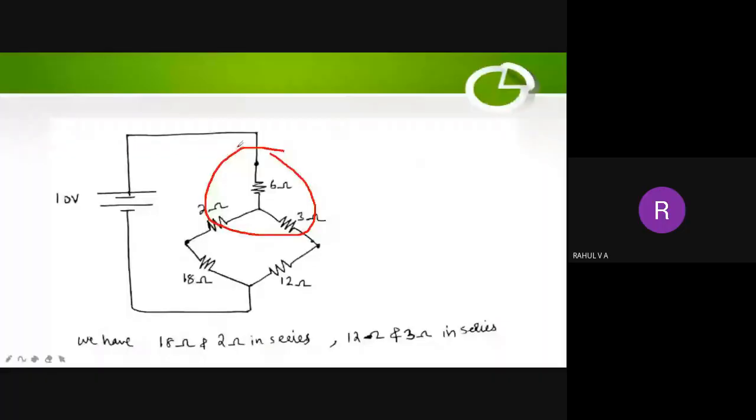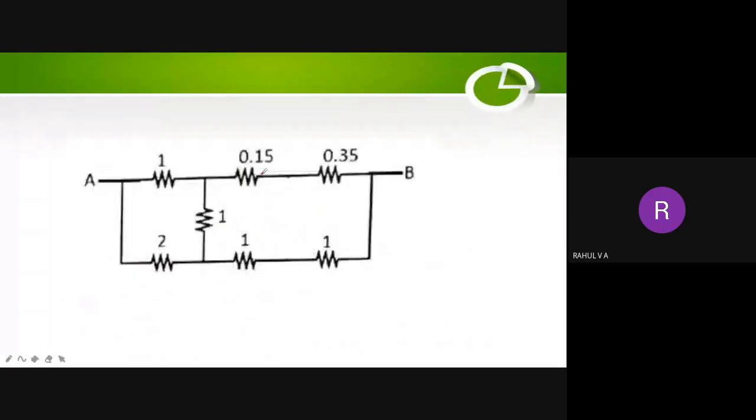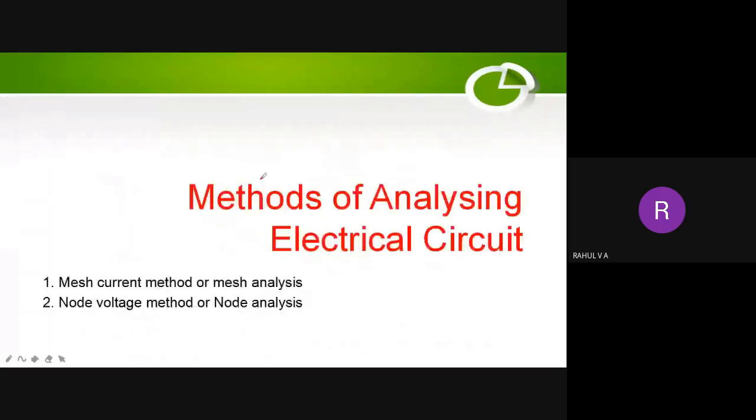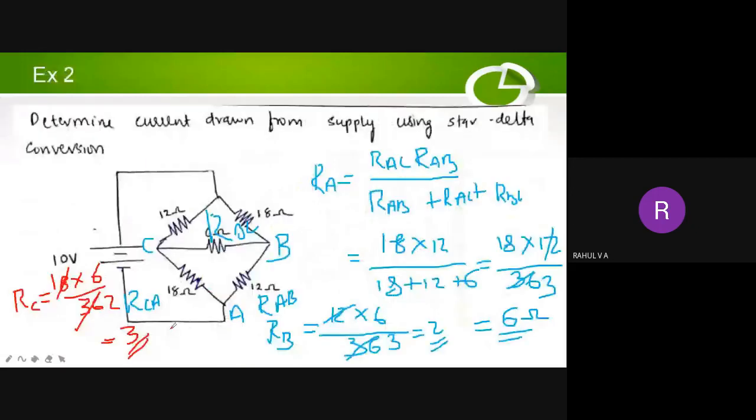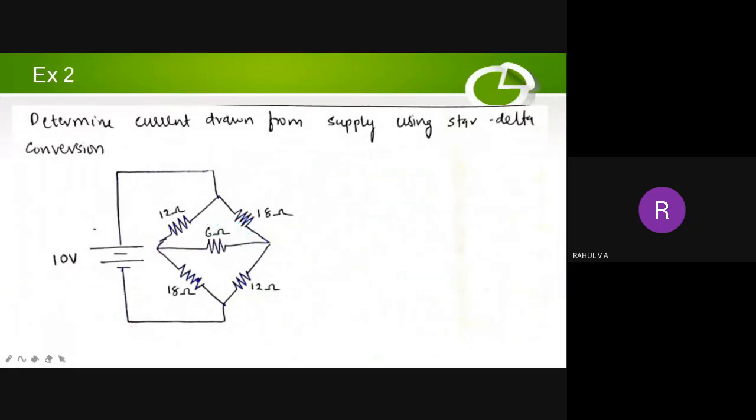Okay, so according to this note, what they have done is they have converted the upper delta connection. What we did is we have converted the lower one. So we will do it separately. So what is RA is 6 ohm, B is 2 ohm, and C is 3 ohm. So now let me rewrite the diagram. The new diagram looks like this.